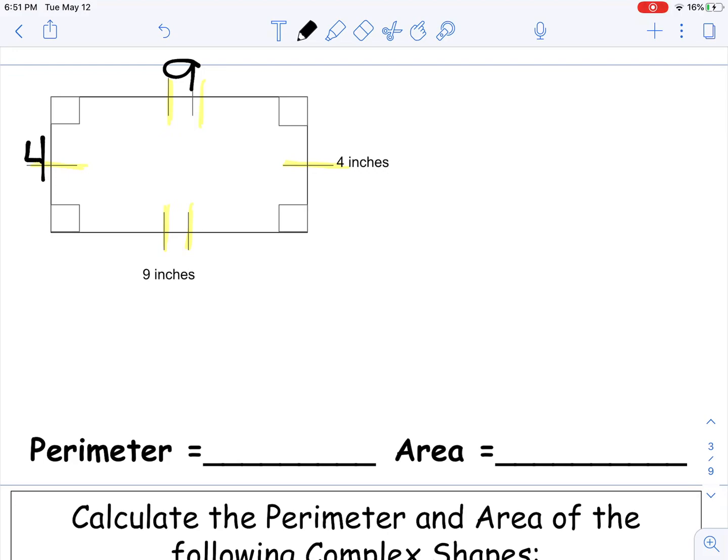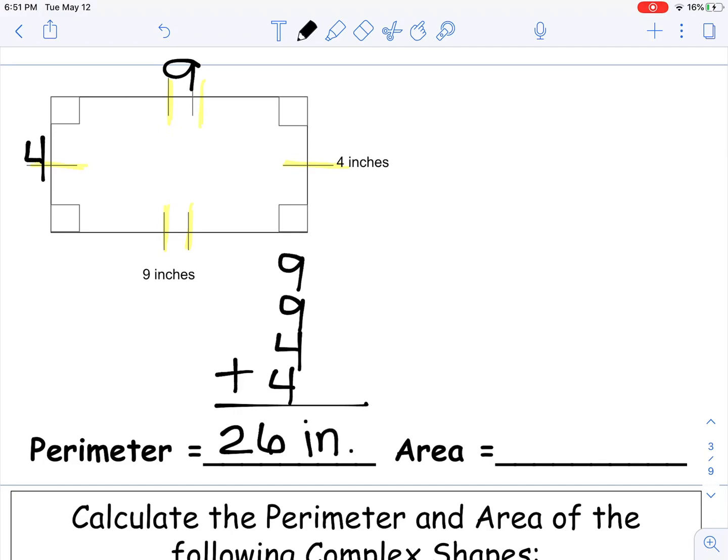It's always good to label your polygons so that you get all of the measurements before you start to do anything. So I'm going to add 9 plus 9 plus 4 plus 4. All right, I know 9 plus 9 is 18, and then if I add 4 to that, 19, 20, 21, 22, plus 4 more, 23, 24, 25, 26. And my units are inches.